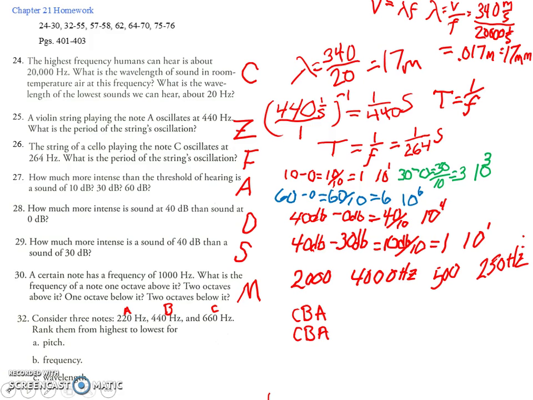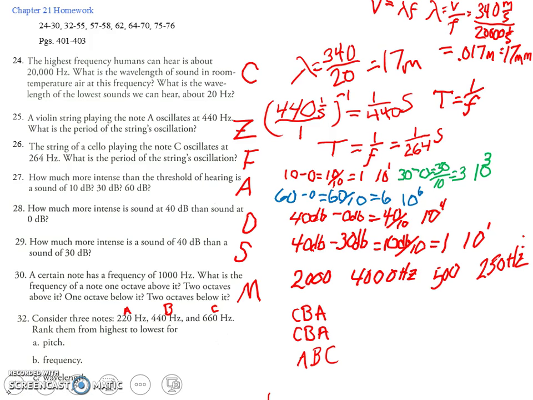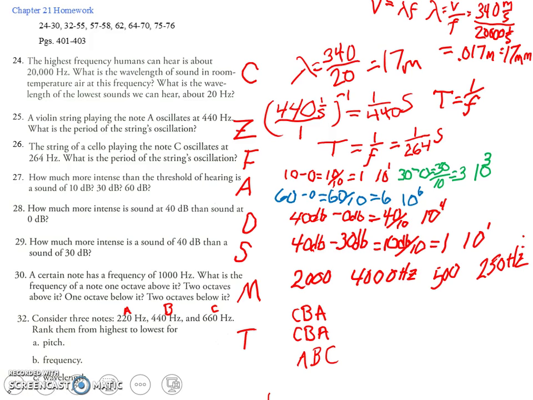But for wavelength, remember, since we're not changing the speed, the higher the frequency, the lower the wavelength. So it's going to have just the opposite. So it's going to be A, B, C, and the answer for this one is going to be T, as in Tom.